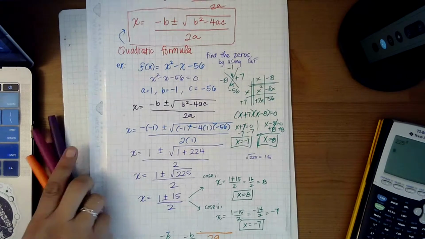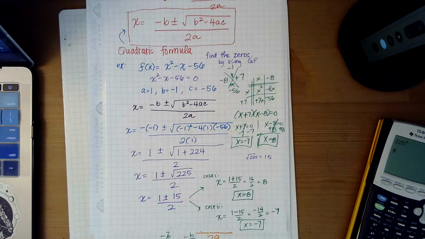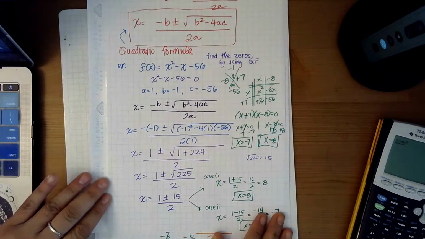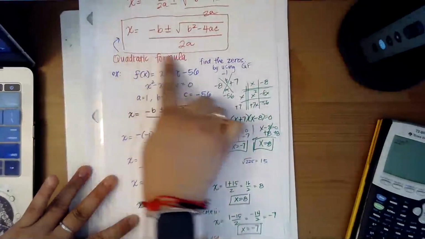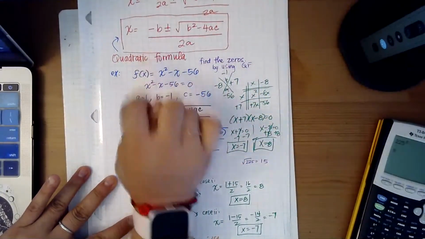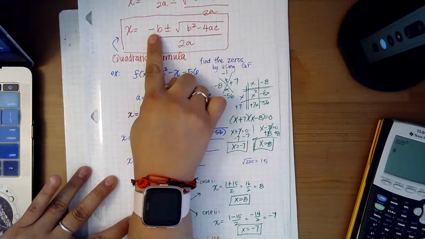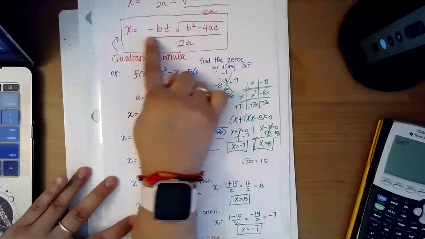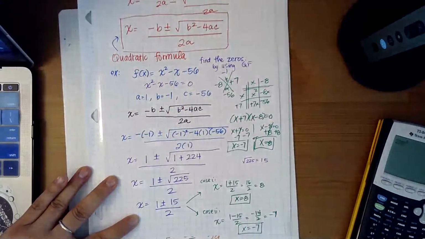The quadratic formula is also our gateway to looking at imaginary numbers, and we're going to take a look at that in a later lesson. But right now, I would like you to understand that this formula must be memorized. This is the quadratic formula: negative b plus or minus the square root of b squared minus 4ac, all over 2a. Notice that this is all over 2a.